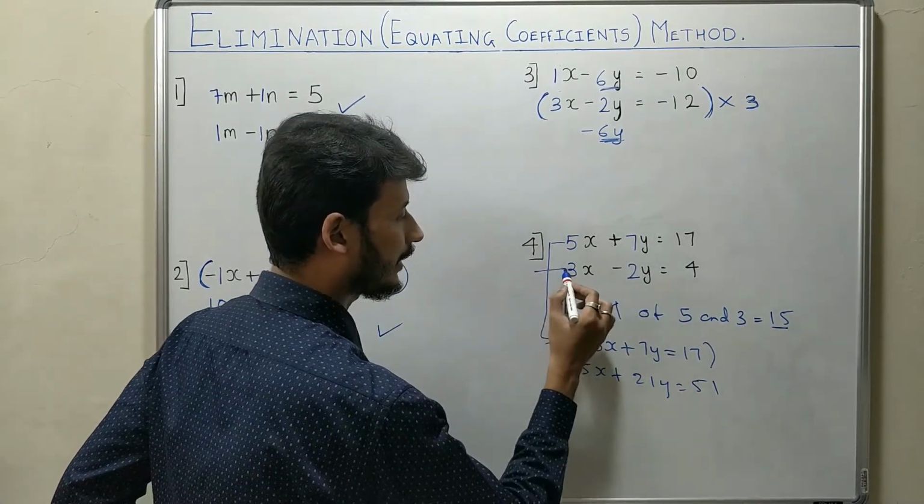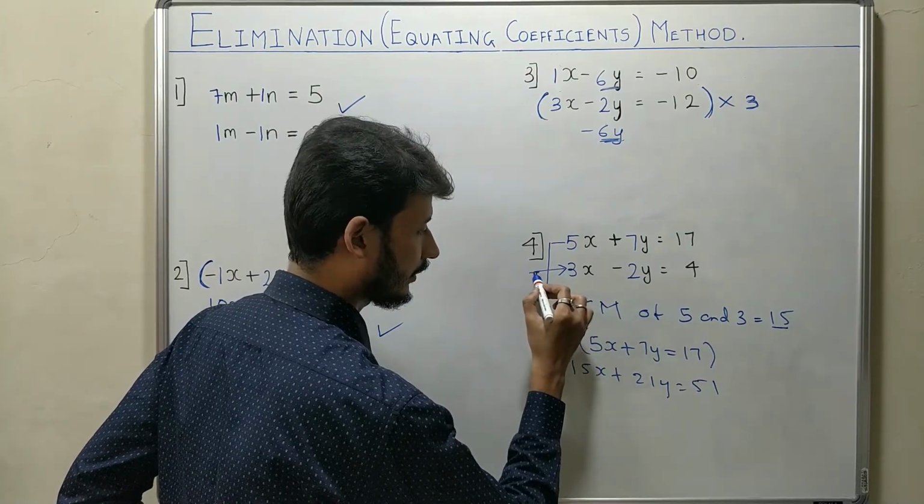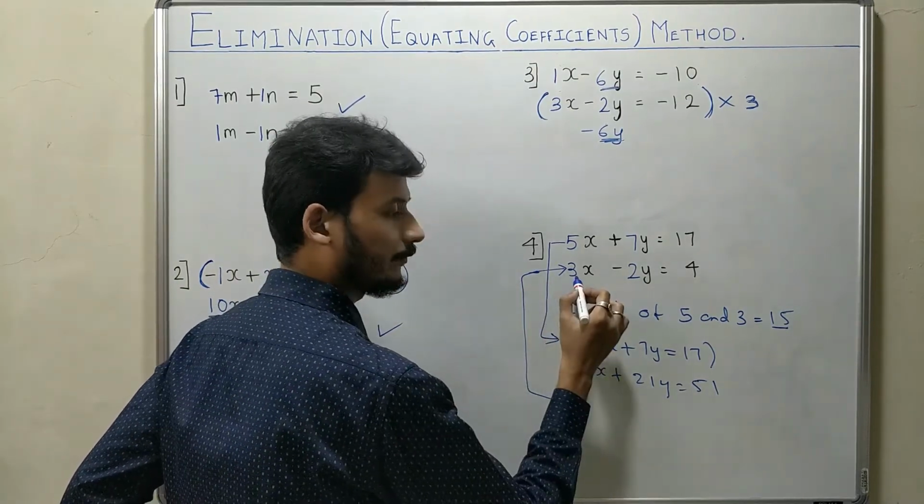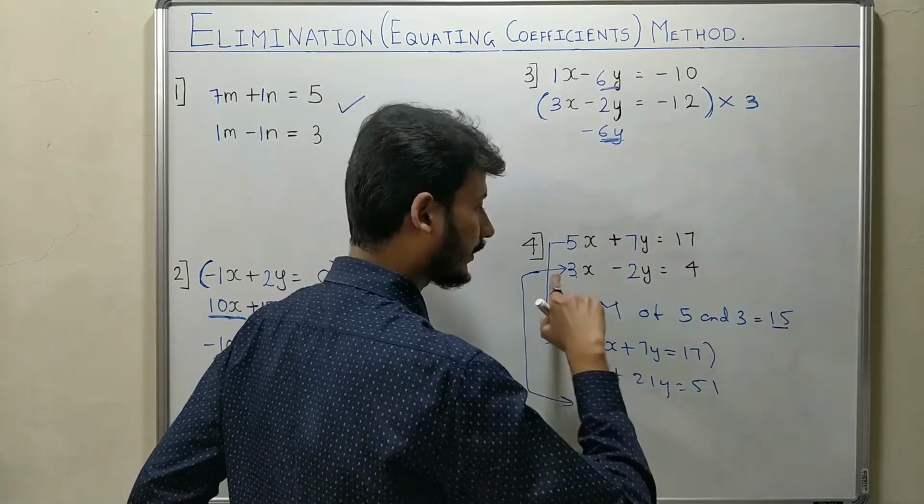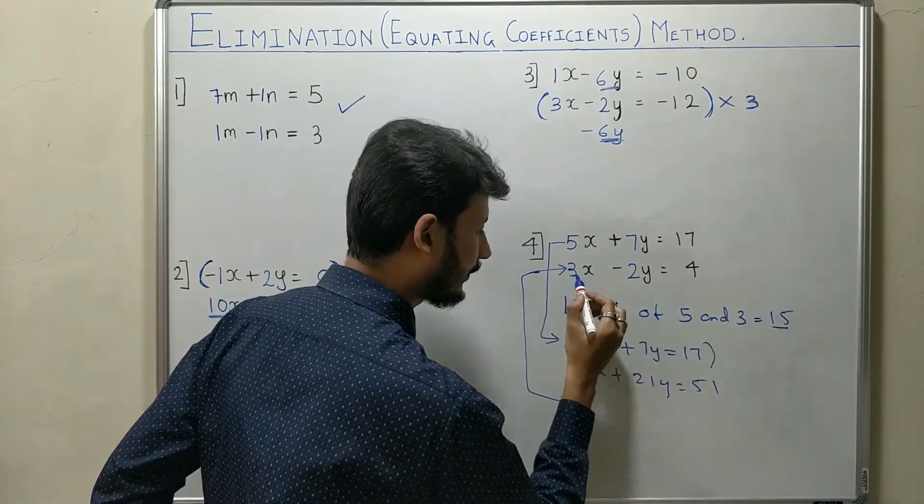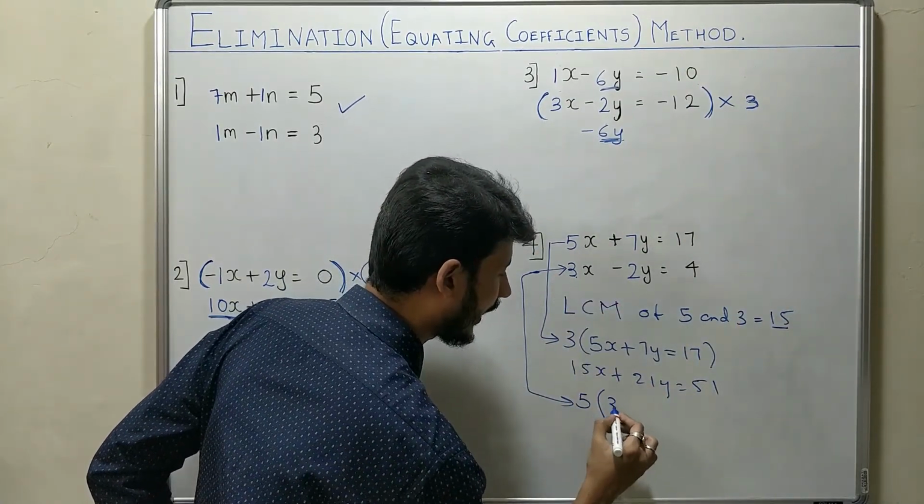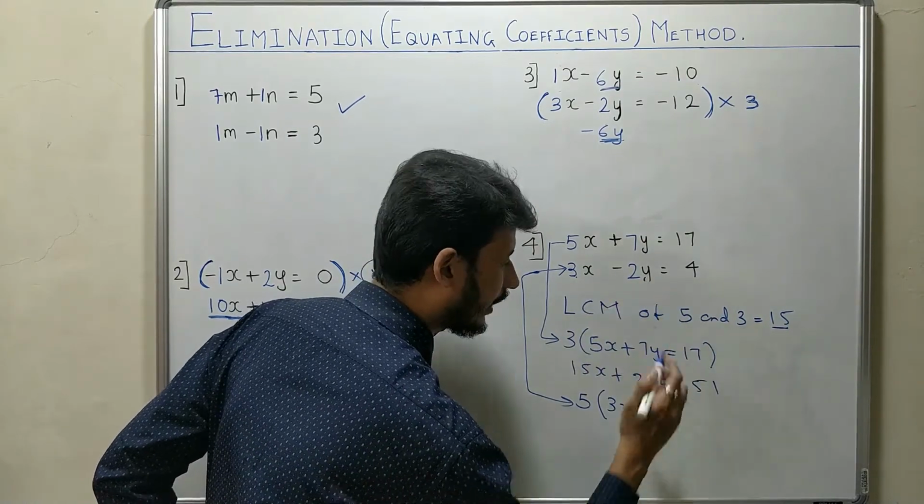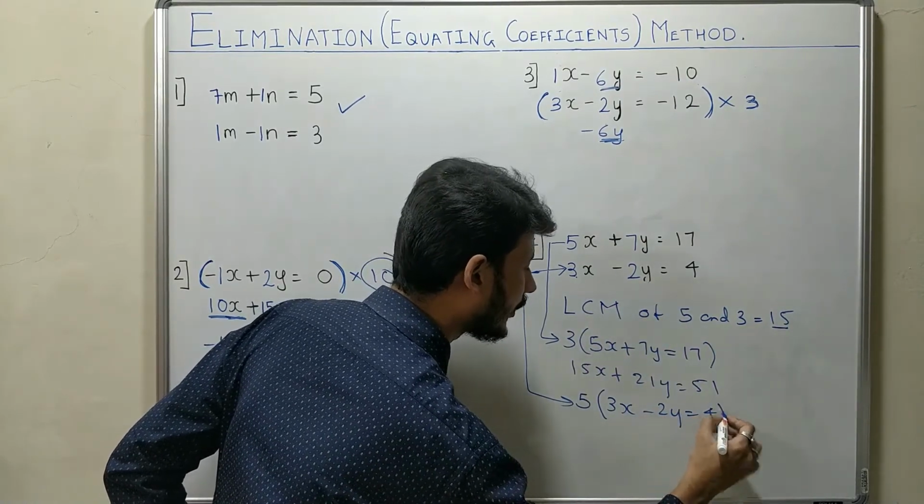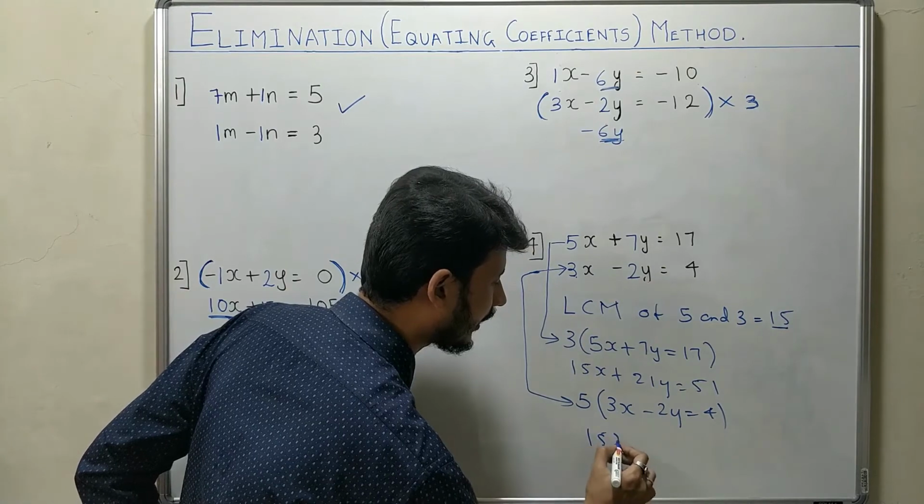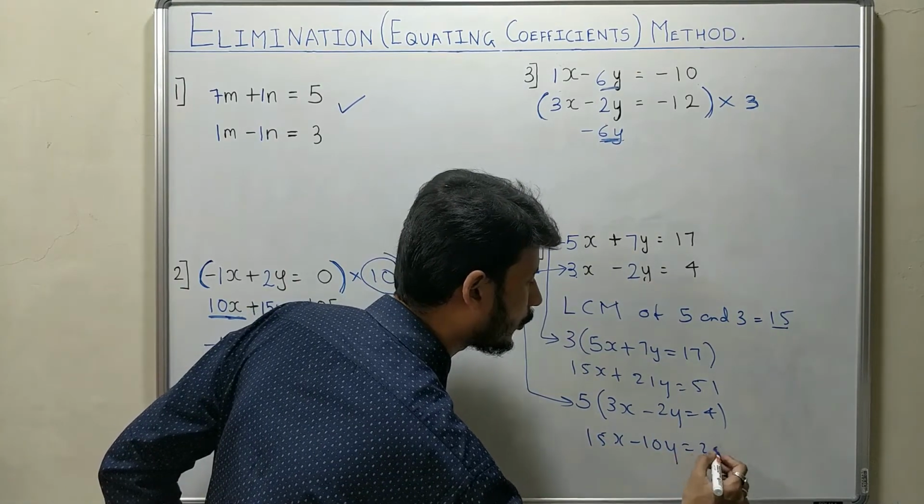And we'll have to multiply the other equation, that is the second equation. 3 into what is 15? 3 into 5 is 15. So we'll have to multiply this equation by 5. So 5 into 3x, I'm writing the second equation, minus 2y is equal to 4. When you open the brackets, it's 15x minus 10y is equal to 20.